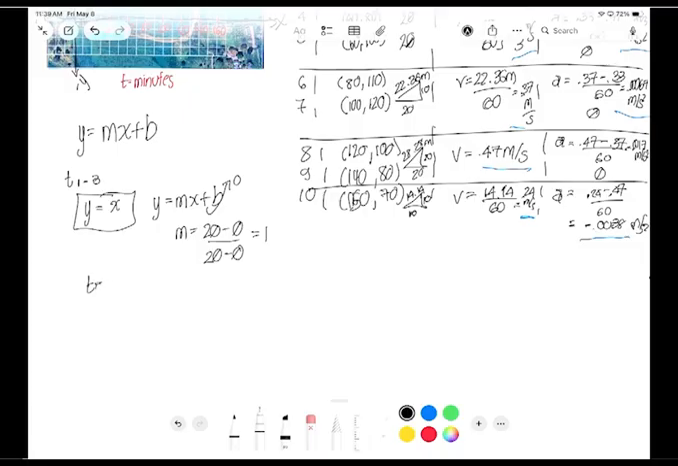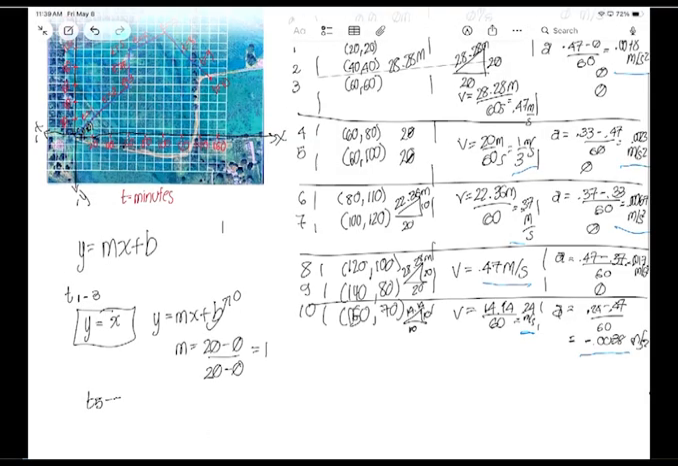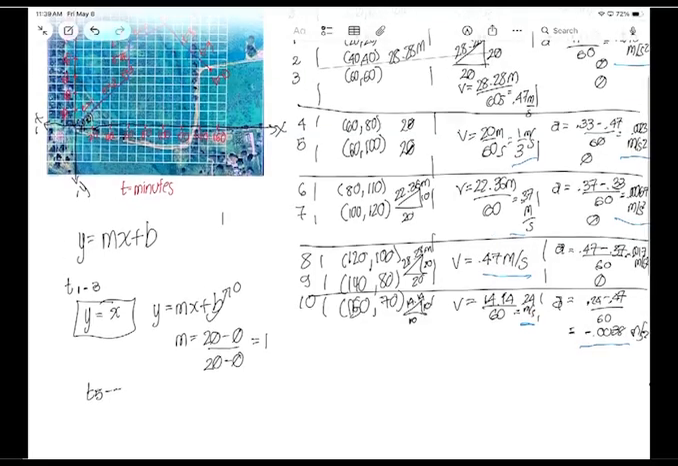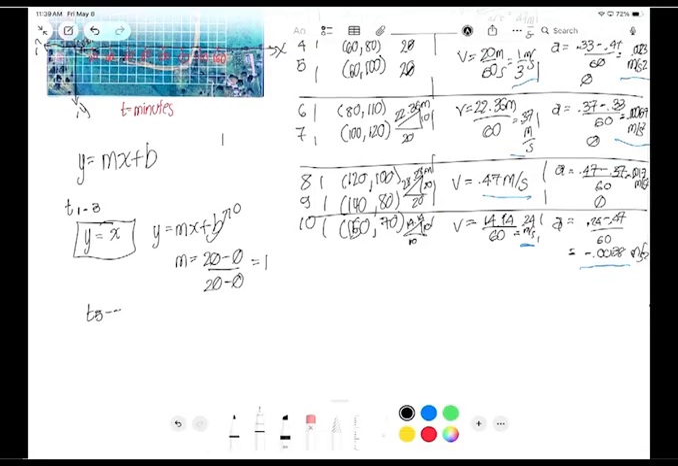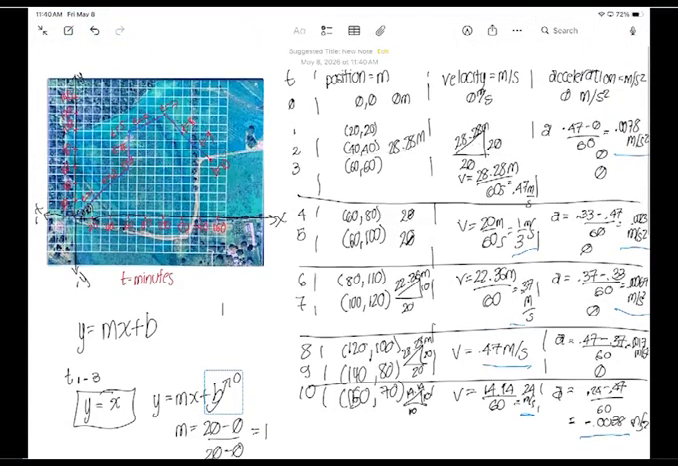For T3 to T5, we have that this is non-existent and this is a constant. So in this case, it's x equals 60 since it's going through this straight line right here.